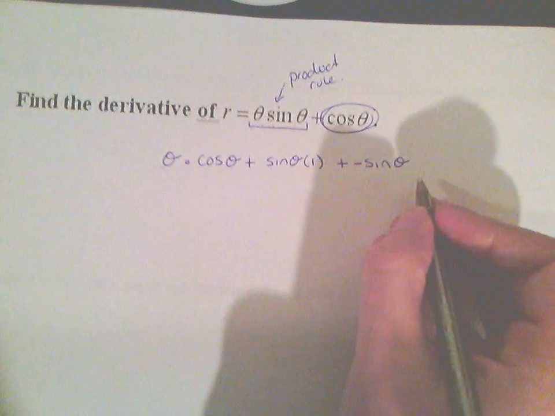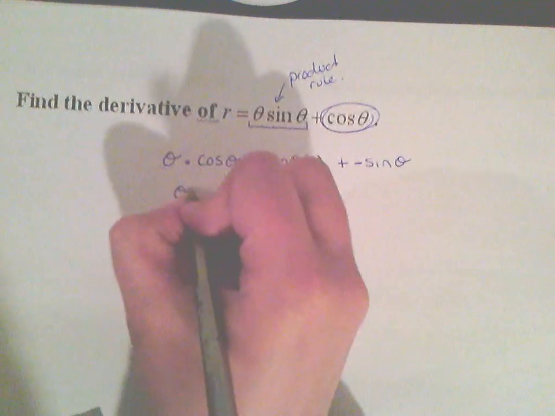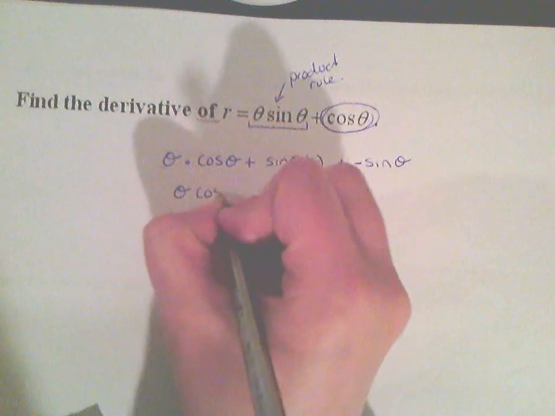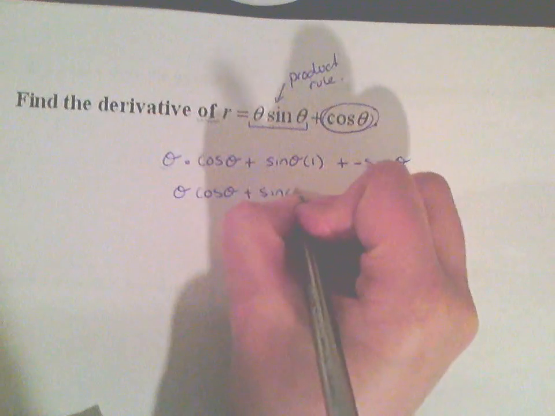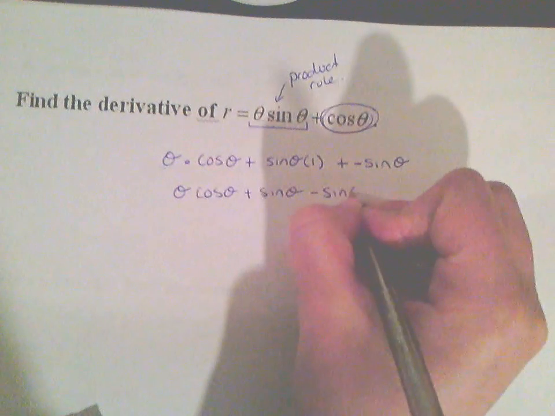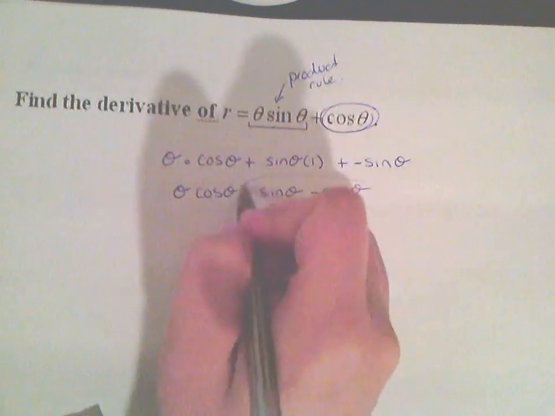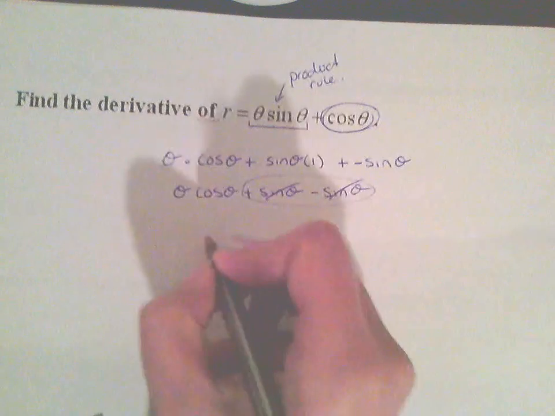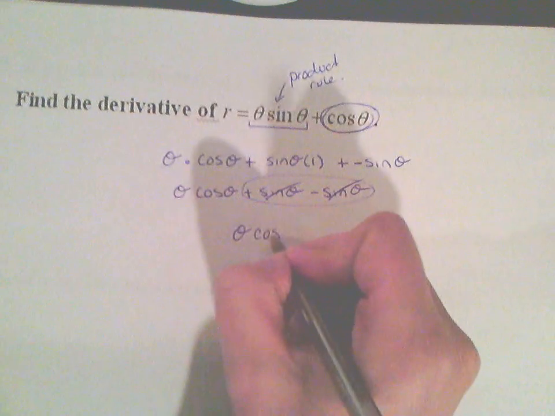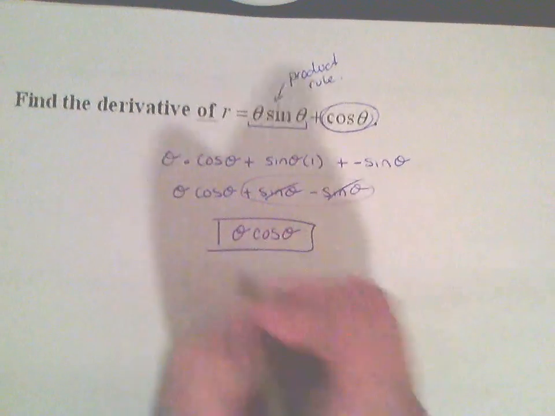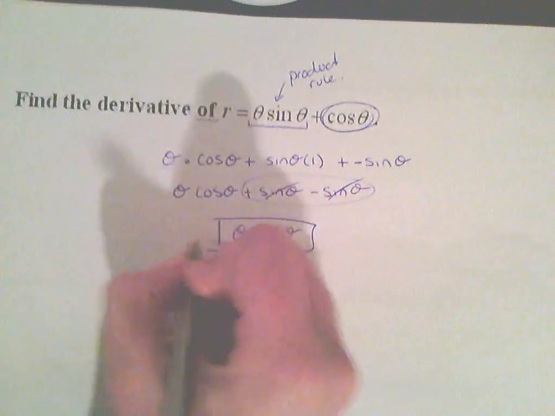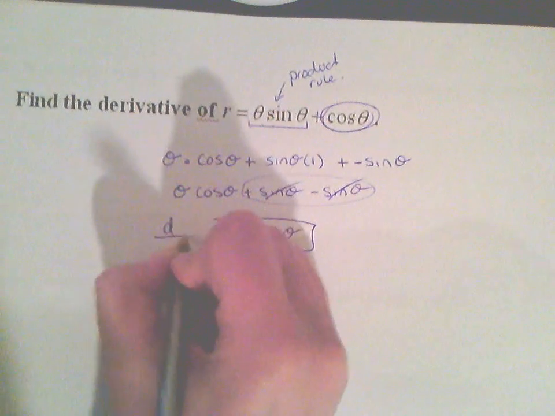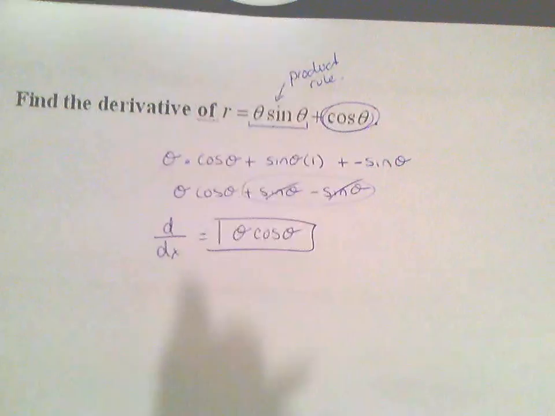So when we clean this up a little bit, this is going to be theta cosine of theta plus sine theta minus sine theta. And what do you notice happens to these two? They're gone. So all we're left with is theta cosine theta, and that is your derivative. So our d/dx is that.